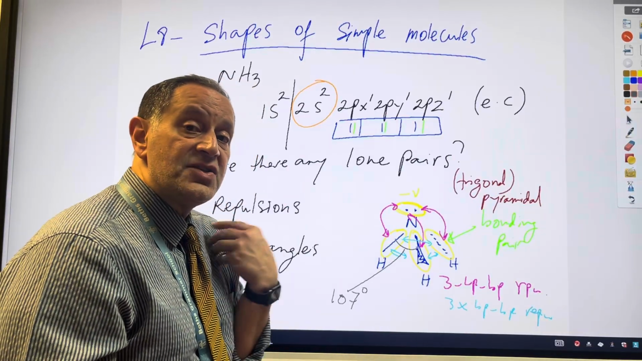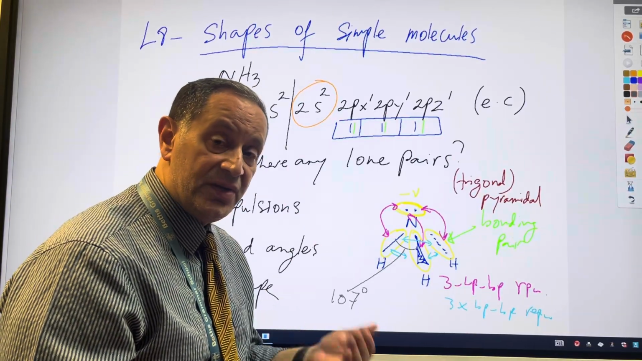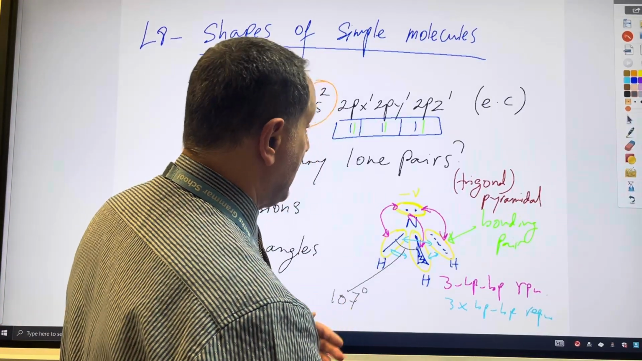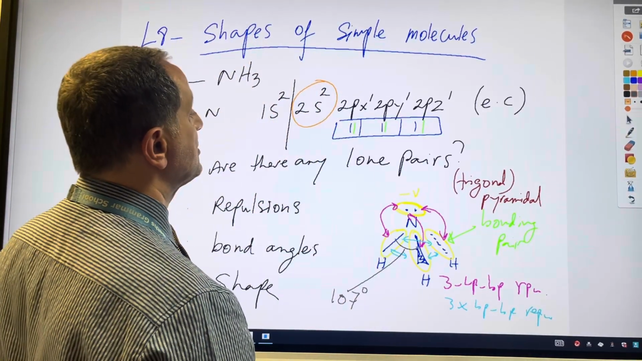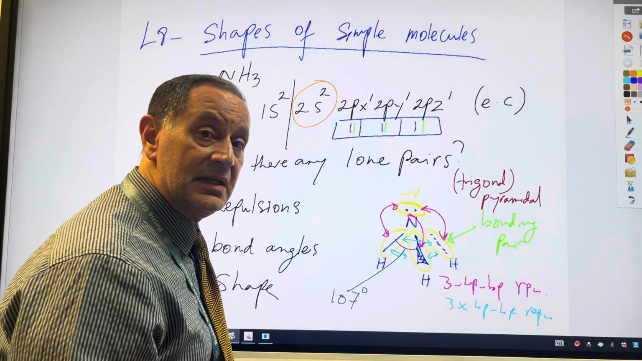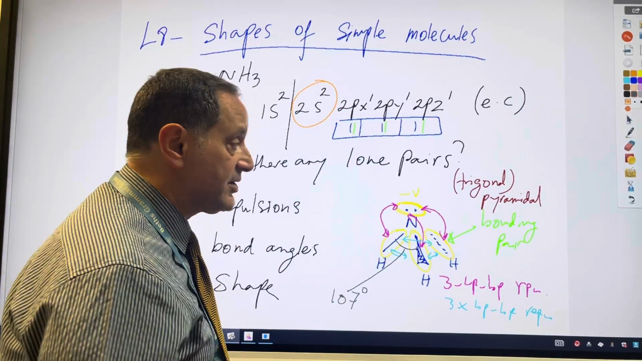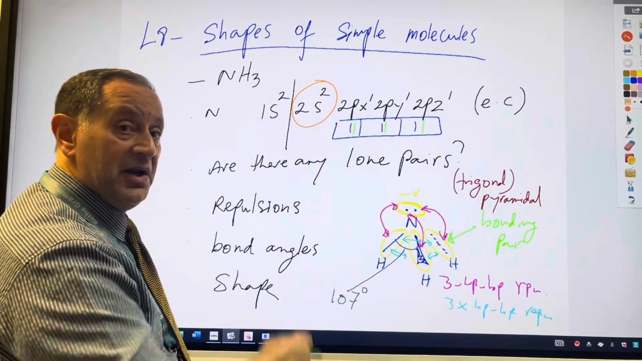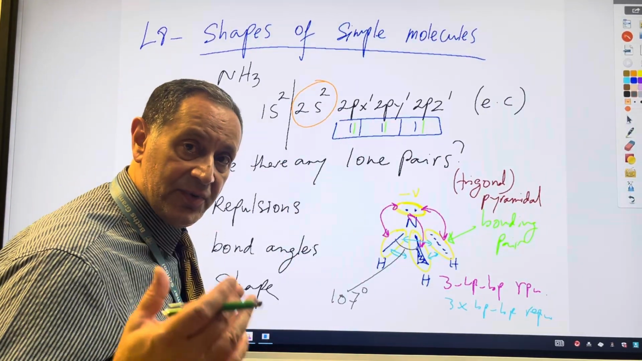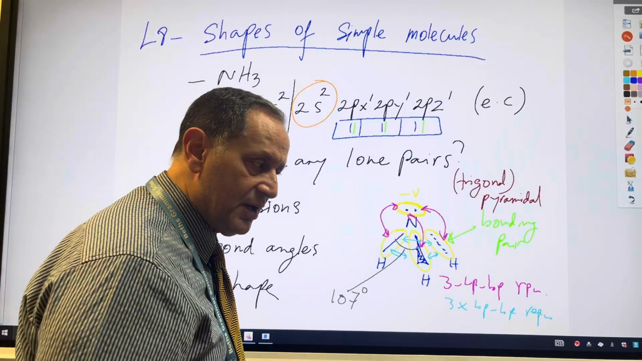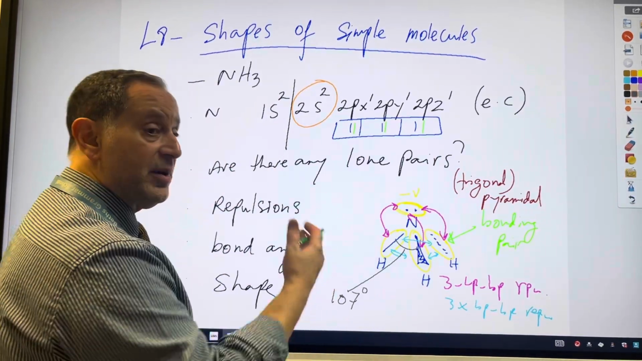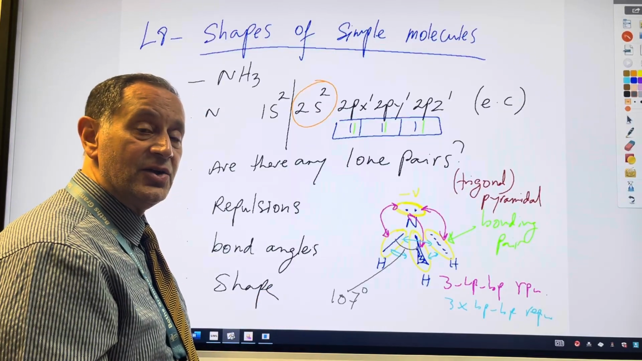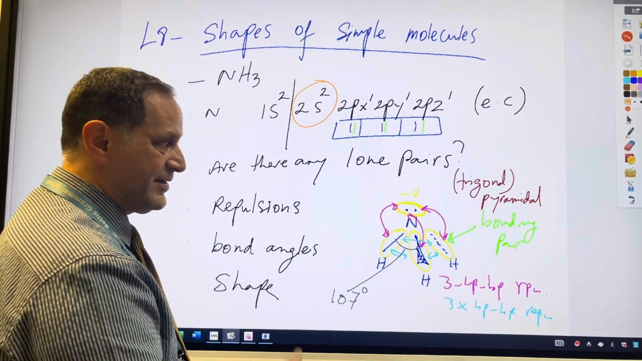So how many different things did you have to do in the right order? In a scaffolded version, bits of information that are all interrelated and ultimately allow us to come up with the right answer. Electronic configuration. Are there any lone pairs out there? In fact, your appreciation and understanding of what lone pairs are. And then you have to talk about repulsion. Then you have to talk about bond angle, and ultimately you have to say the shape is whatever.